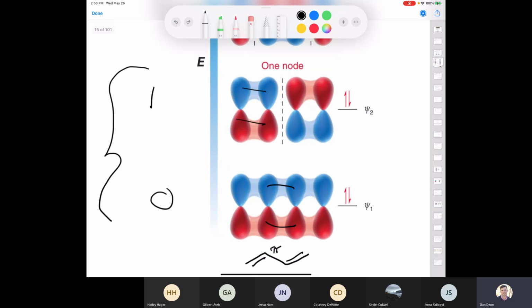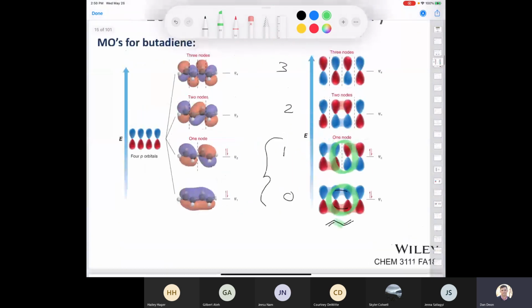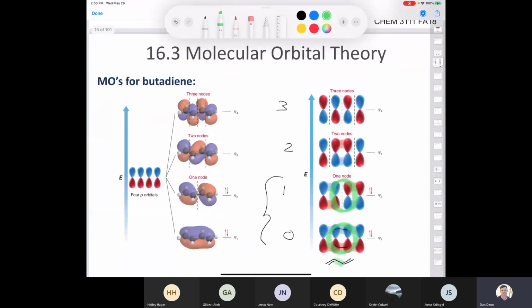But again, what's the take-home message? The take-home message is that this bond has some double bond character, and it also has some single bond character. So a double bond is shorter than a single bond. Therefore, since that bond that I have highlighted in green has a little bit of both of those characters, it explains why it is shorter than a regular sigma bond. So that's using molecular orbital theory.